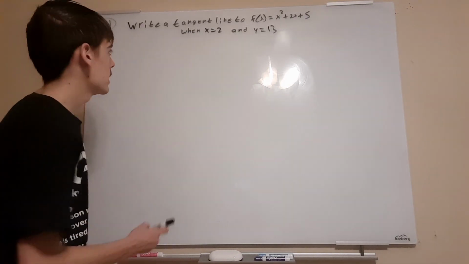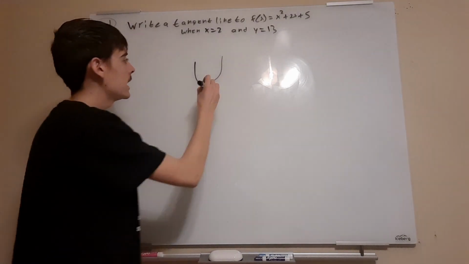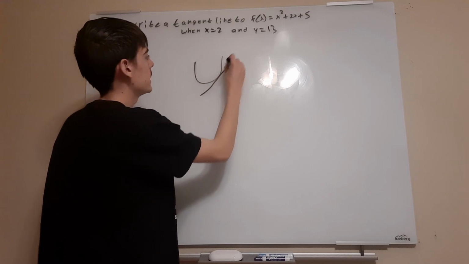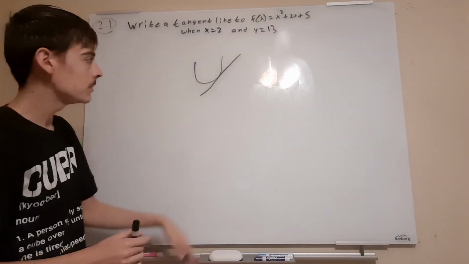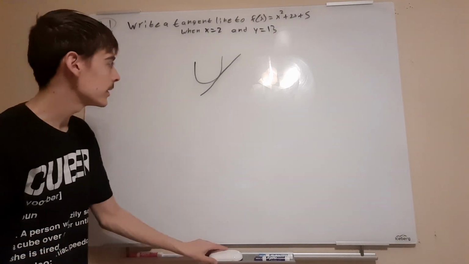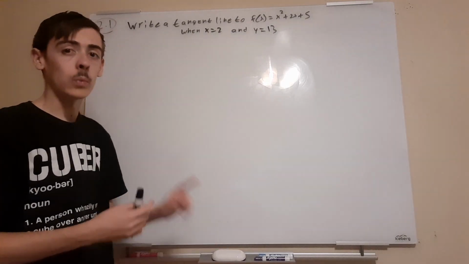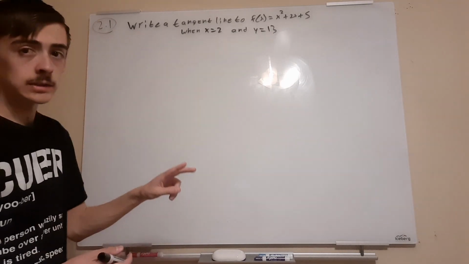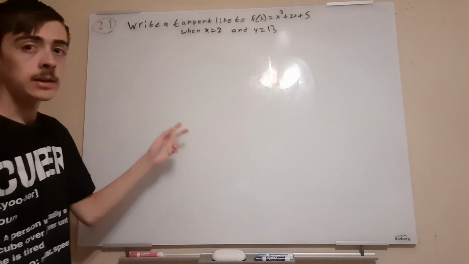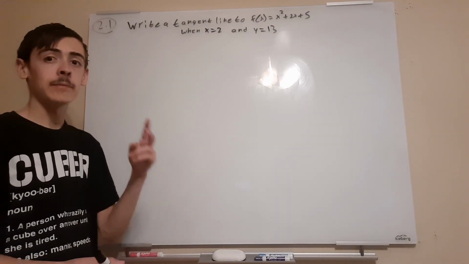So if you remember, a tangent line to a function, this looks like a parabola, so it's going to look like this. And a tangent line is going to look something like this. It's going to be a straight line that only touches the graph at one point. It's a really crude drawing, but you get the point. It touches whatever your graph is at one singular point. So because of that, there are going to be two things that we need to know for a tangent line. We're going to need that one point where they intersect, and the slope at that one point.